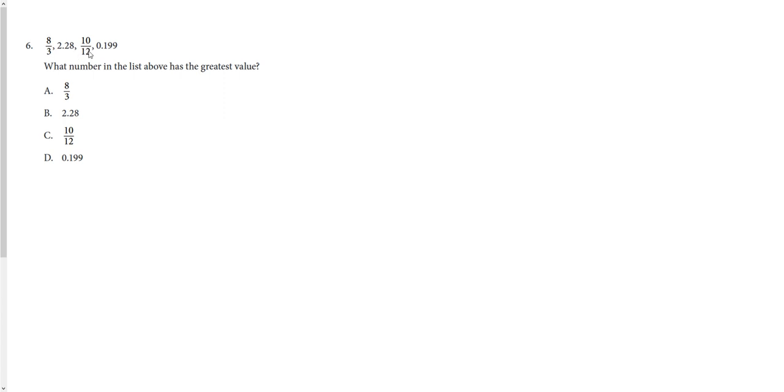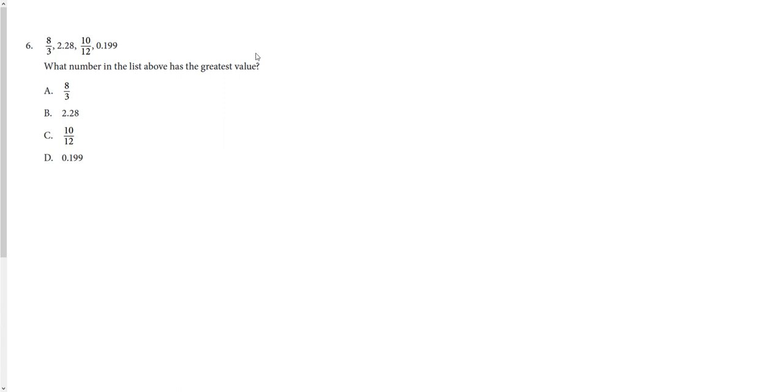Like 10 divided by 12, that is less than 1. The number in the numerator is smaller than the number in the denominator. So 10 over 12 would be less than 1. And this number is 2. Like if you had $2 greater than $1, basically. So this one's small. This one's also small. This one's only like 19 or 20 cents compared to 2.28. So really we have to compare these two, 8 over 3 and 2.28, and see which one of those two is bigger.